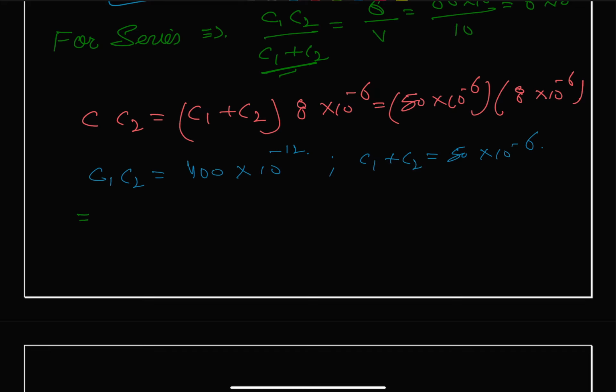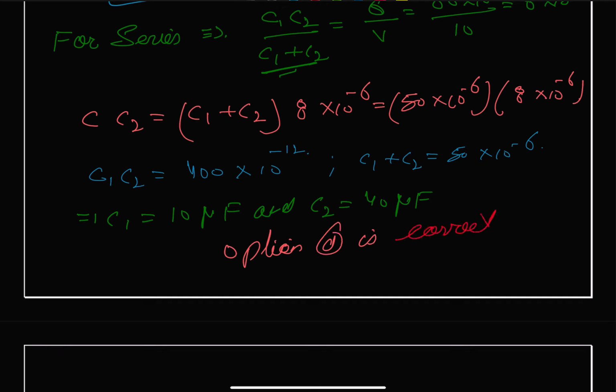Therefore we can say our C1 will be equal to 10 microfarad and C2 will be equal to 40 microfarad. So option D is correct. Next question.